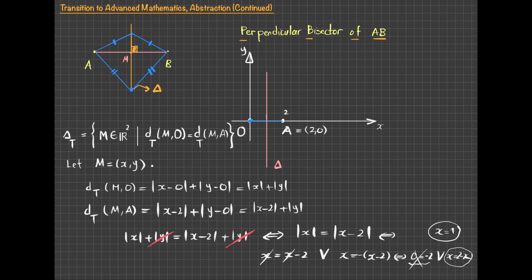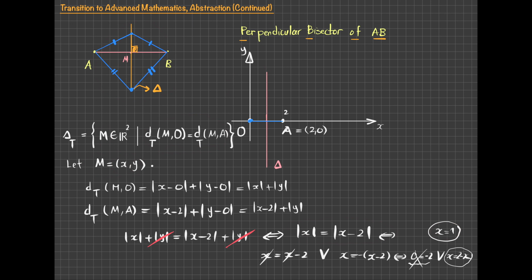Okay, so what does it mean? It means that if you are looking for a point M that satisfies this condition, you don't have any limitations on y, but you have a limitation for your x. X should be 1. Y can be free to be anything. So this means that again you will get the same line.